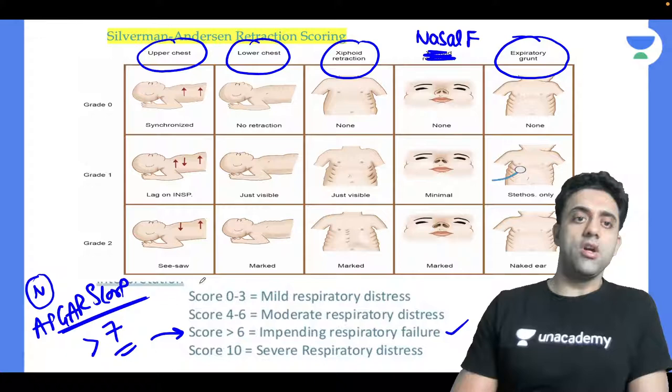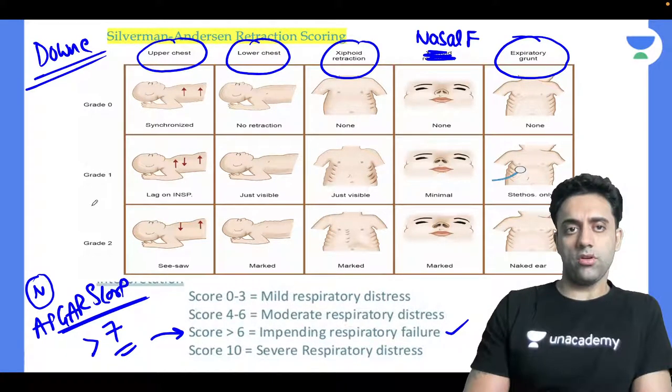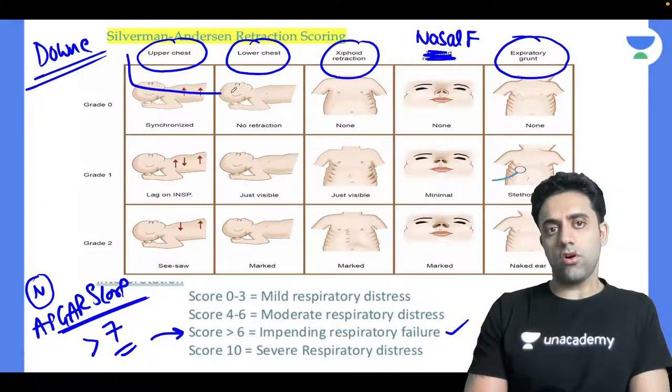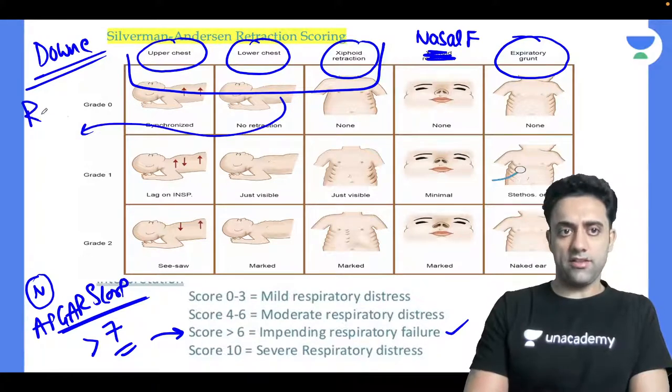And what about Downey's score? What are the important points of Downey's score? As you know, in Silverman Anderson score, all three are clubbed: upper chest, lower chest, and xiphoid. In Downey's, it is all clubbed to only one, that is retractions.